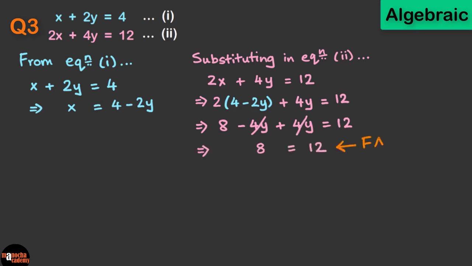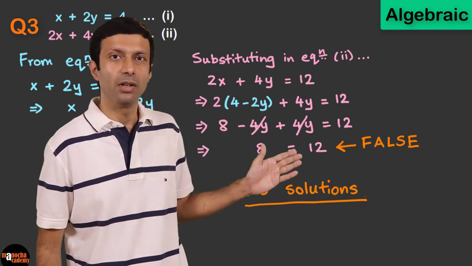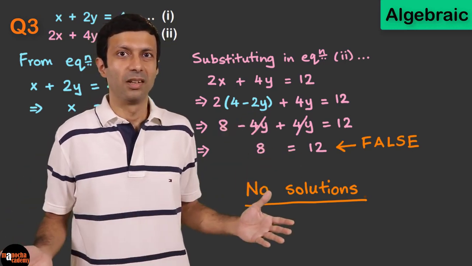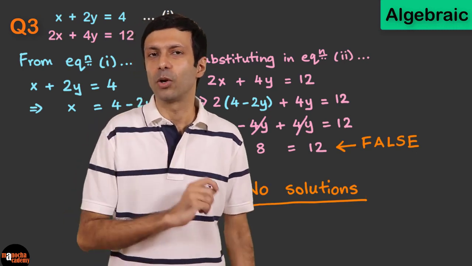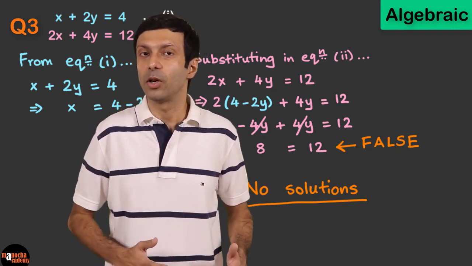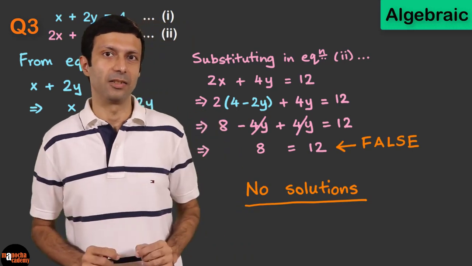Hold on, this is not possible. This is a false statement. Therefore, the equations have no common solution. As you can see in this question, we have no solutions. So no values of x and y are satisfying the two equations here. So these two equations are inconsistent.